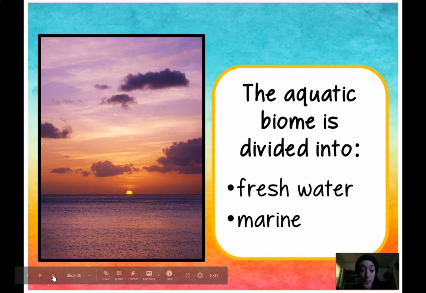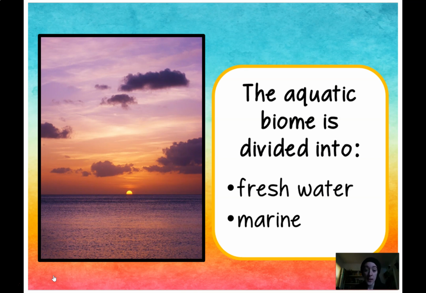So the aquatic biome is divided into 2 parts, freshwater or saltwater, which we also call marine water, right? So we have the ocean, which covers most of the Earth. So most of our aquatic biomes are saltwater biomes in the ocean. And then we have some freshwater biomes, which we'll talk about this week, like biomes inside of lakes and rivers and ponds, and also places like swamps and marshes. We will talk about all of those.